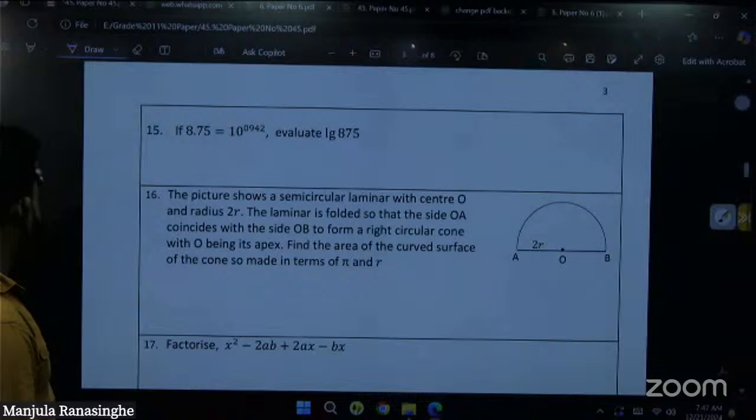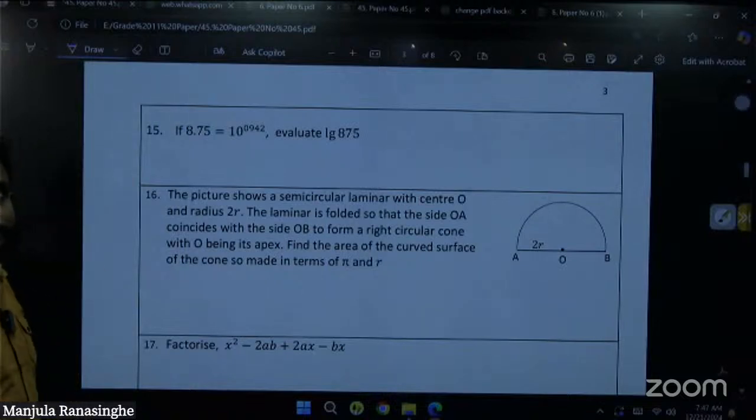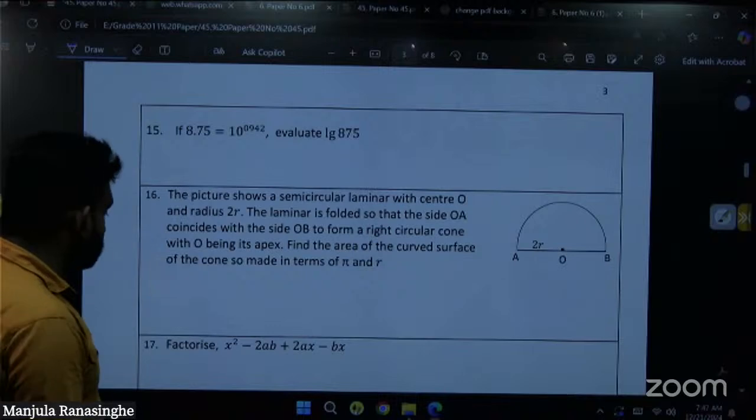Right. If this one, evaluate this one: lg 8.75, 8 lg 875. Right. Now check, 8.75 equals.